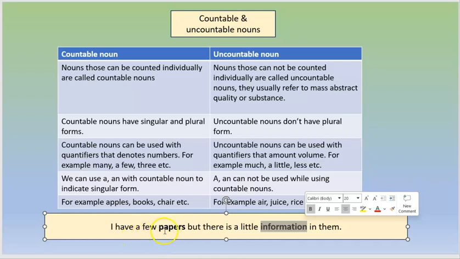But see, a few papers. This is the quantifier that is always used with a countable noun. Why? Because of few. We can count them, right? One, two, three, four, something like that. But a little is a quantifier, sorry, a quantifier that shows the amount or value, like a little information. So countable nouns use quantifiers that denote numbers, while uncountable nouns use quantifiers that denote amount or value.